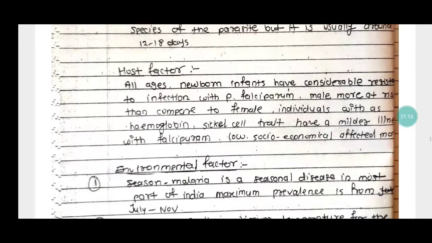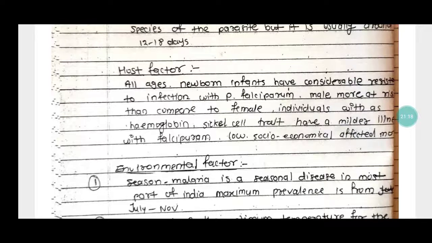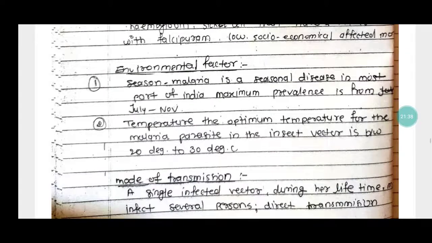The host factors for malaria: all ages are affected, and newborns and infants are considerably at risk. In infection with P. falciparum, males are more at risk compared to females. Individuals with the sickle cell trait have mild illness with falciparum, and those of low socioeconomic status are affected more. Among environmental factors, season matters: in most parts of India, maximum prevalence is from July to November, and the optimum temperature for the malaria parasite in the insect vector is between 20 and 30 degrees Celsius.